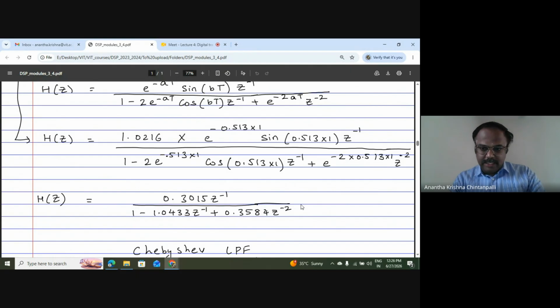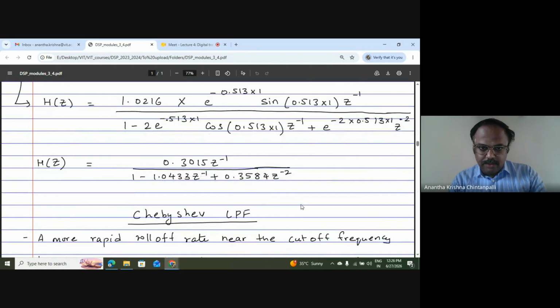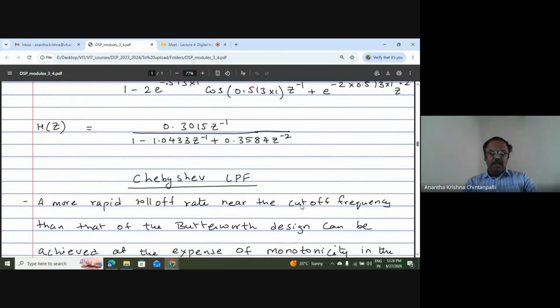Now, for the rest of the lecture, I'm going to talk about the Chebyshev low pass filter. Chebyshev has two variants: type 1 and type 2. I'm only going to talk about Chebyshev type 1, or simply the Chebyshev low pass filter, and that's what we are going to talk about.